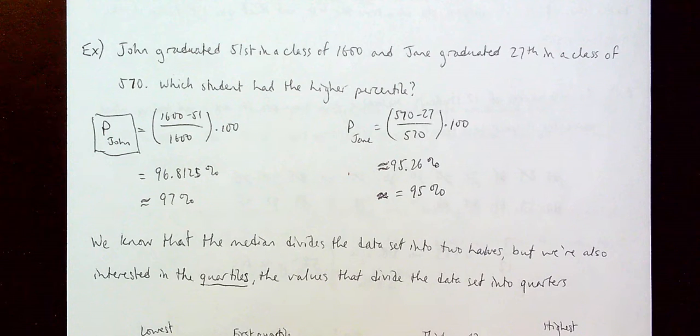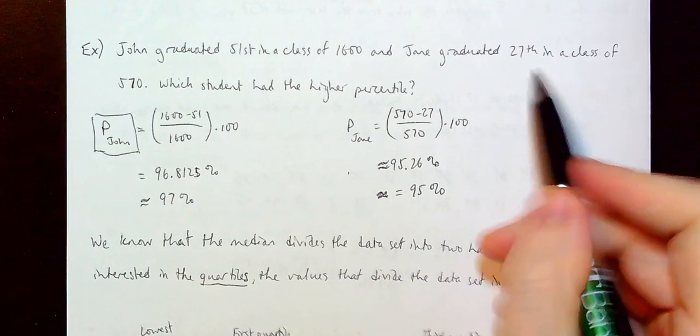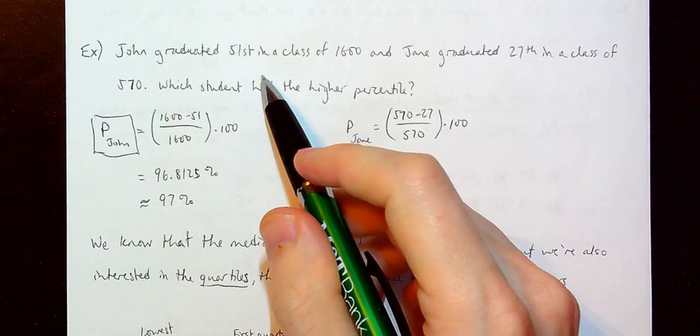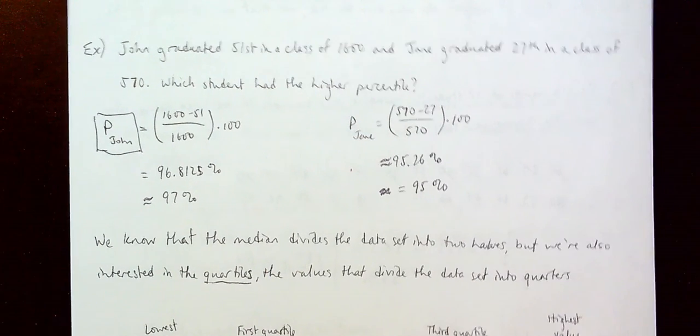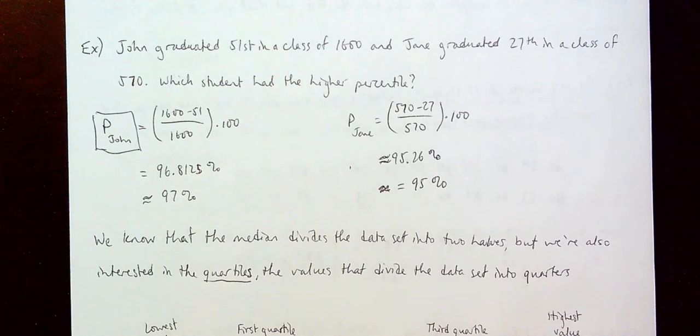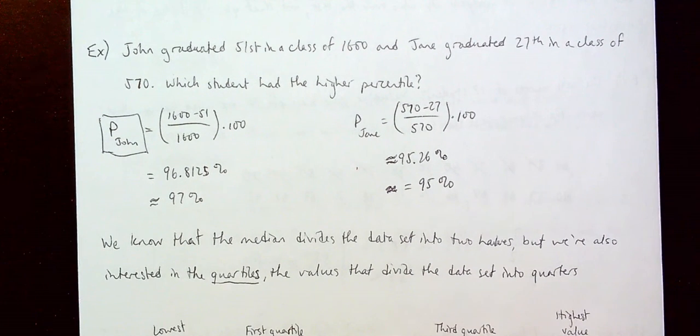So these are the kinds of things that you just kind of have to watch out for. Just going off of the place in which they graduated, yes, that's important, but that doesn't paint the entire picture. You also have to look at how many students were in their graduating class.